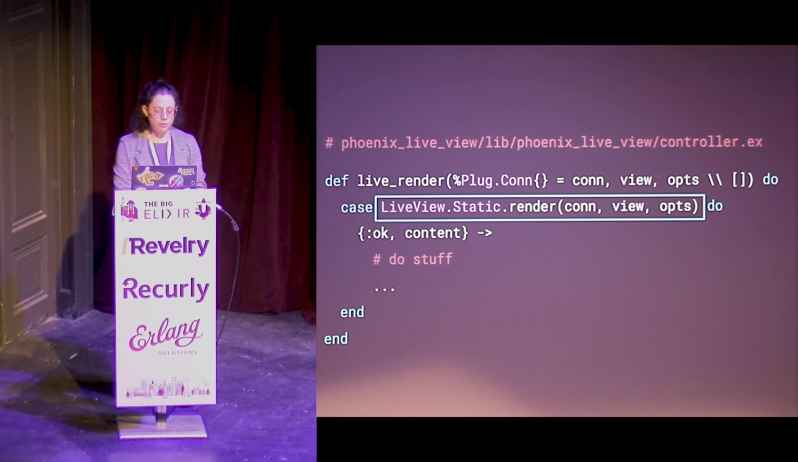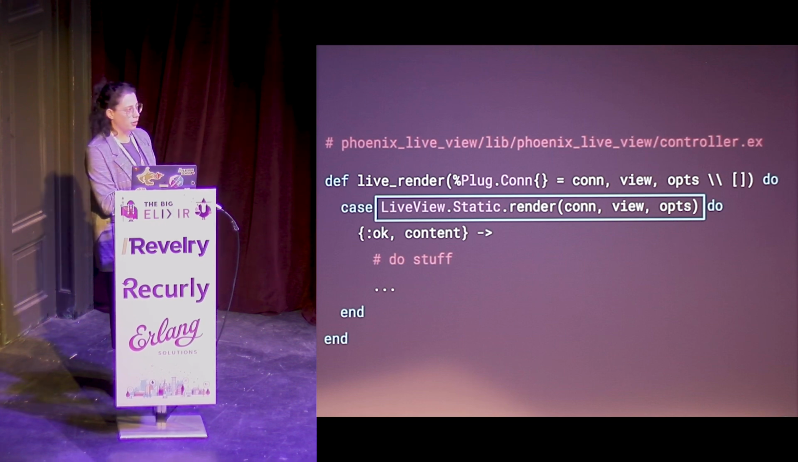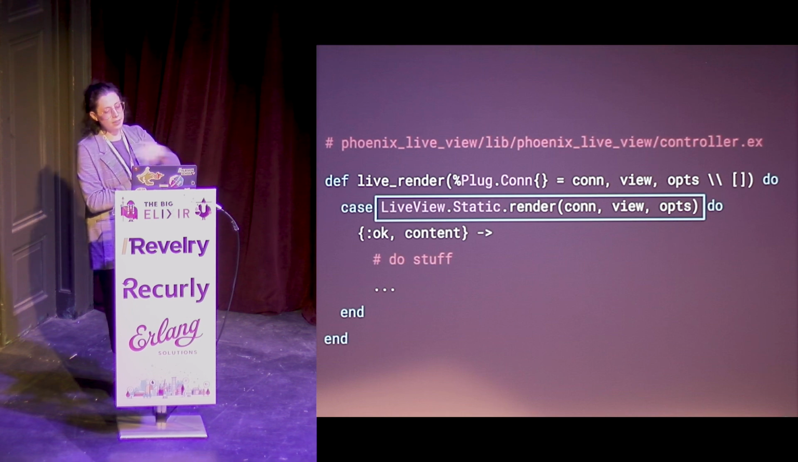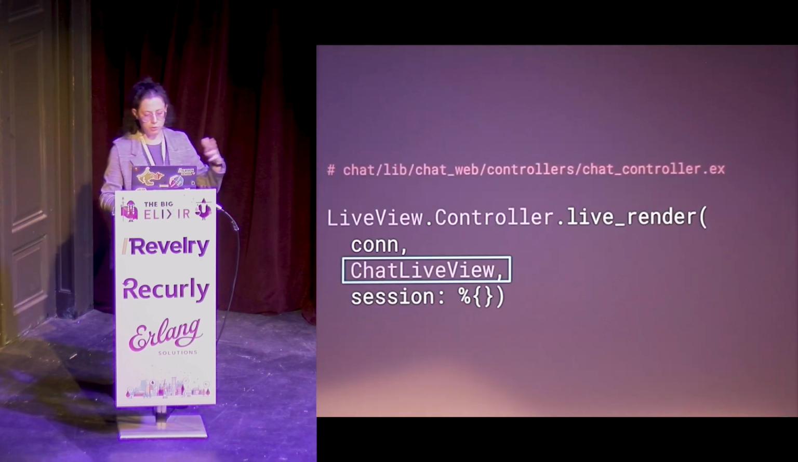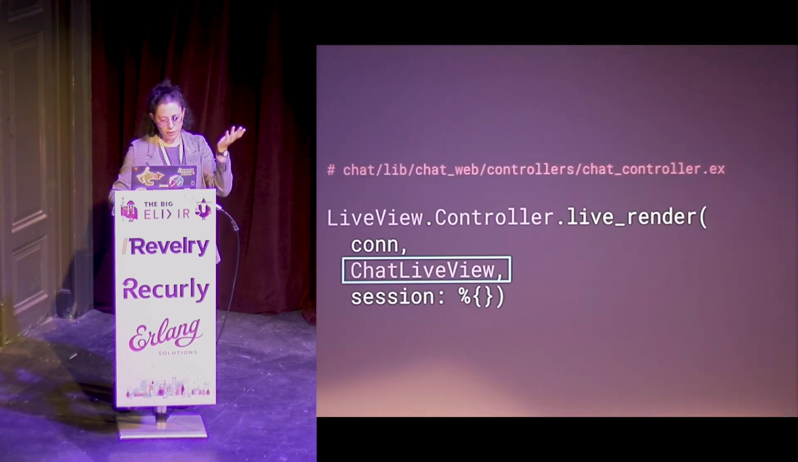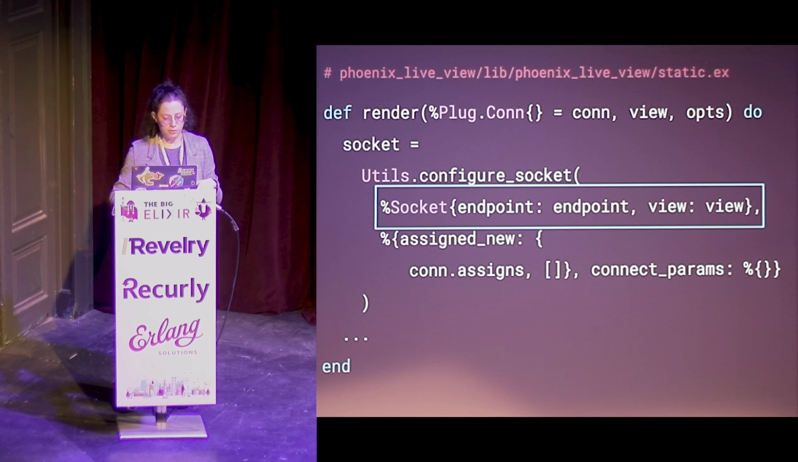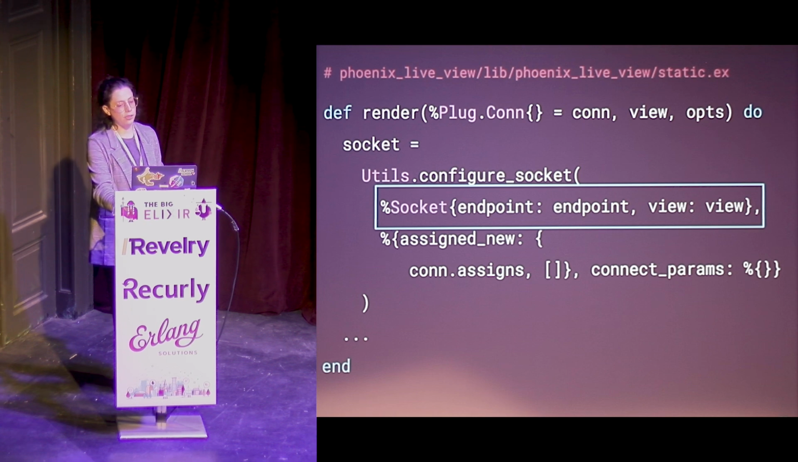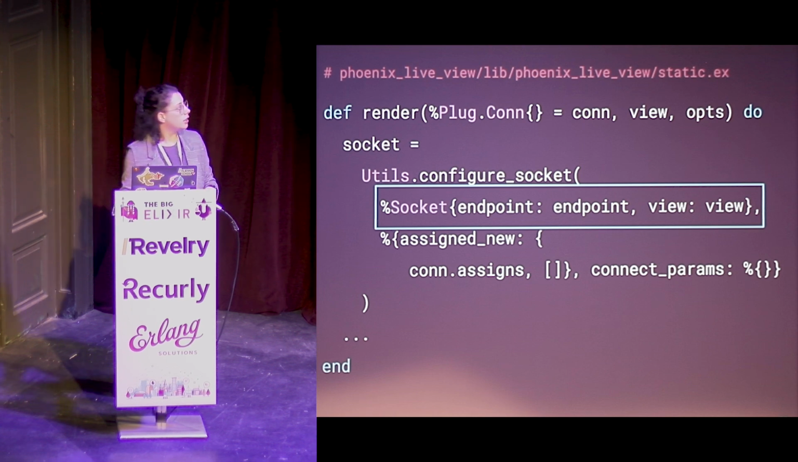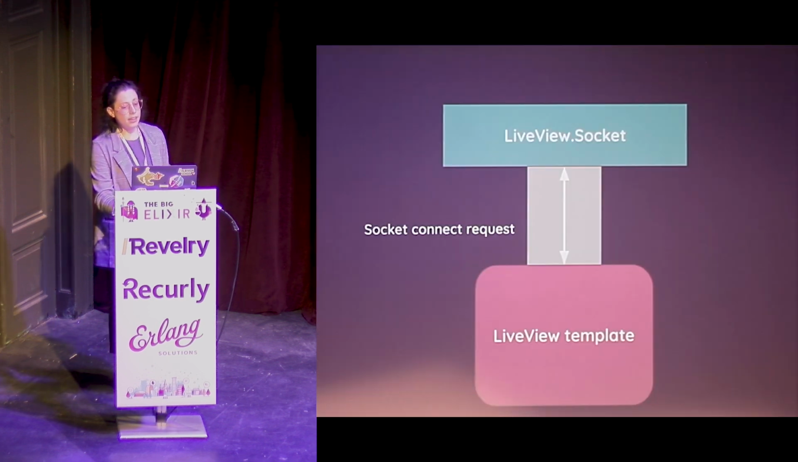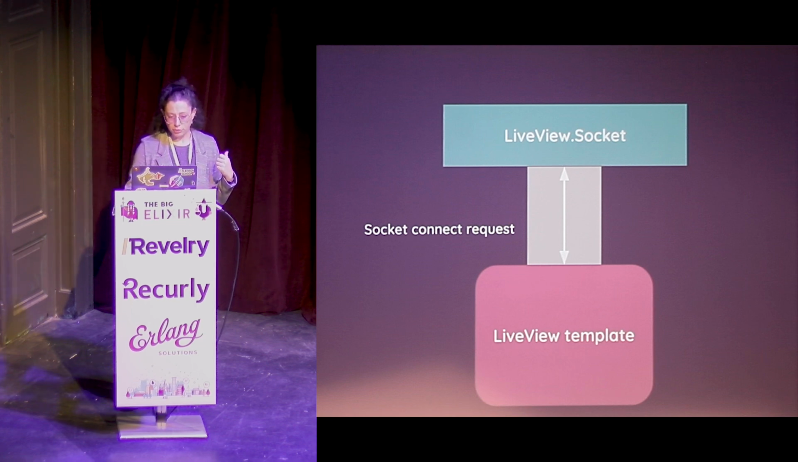Okay, so LiveView.Controller's live_render/3 function in turn calls LiveView.Static.render/3. Once again, just passing through our LiveView module, which if you recall is ChatLiveView, a LiveView module that we would have defined. LiveView.Static.render/3 is really where the magic happens. It configures the socket with our app's endpoint and, you guessed it, our actual LiveView module. The static HTML template is then rendered, which fires the LiveView socket connect request.